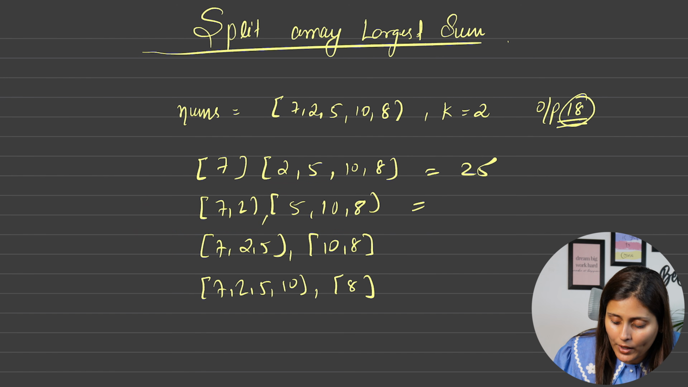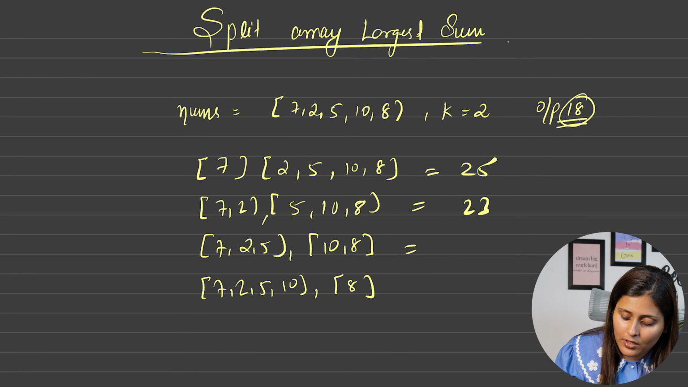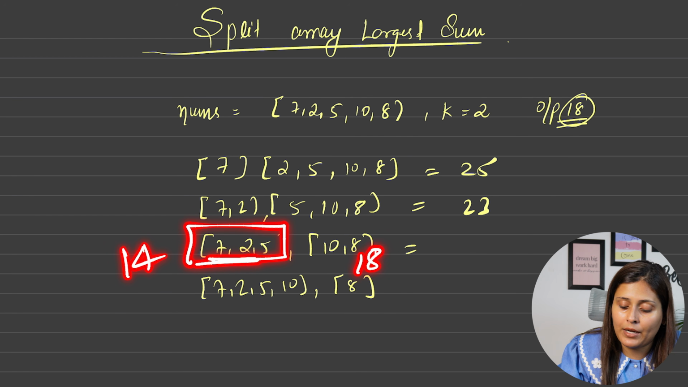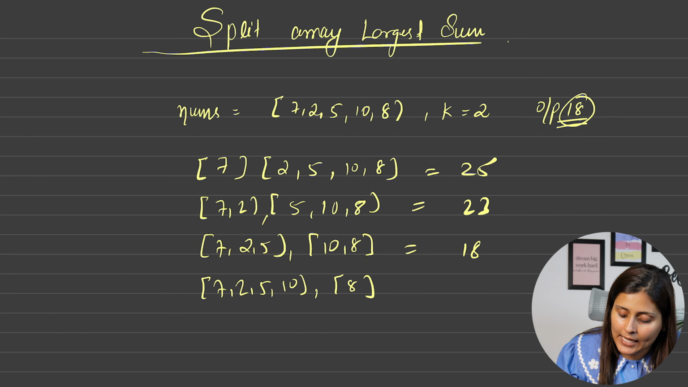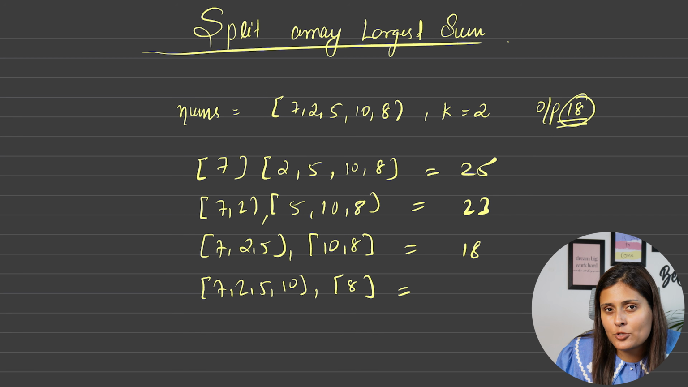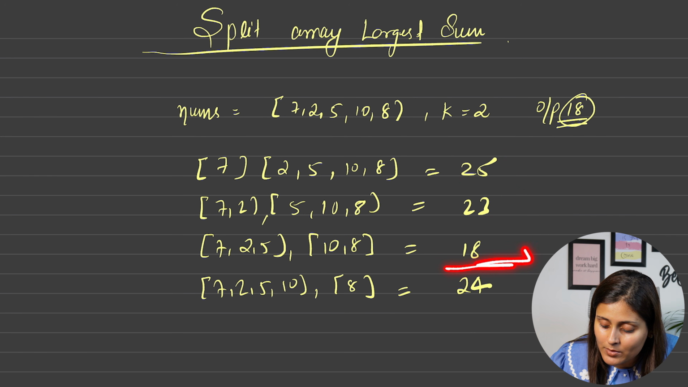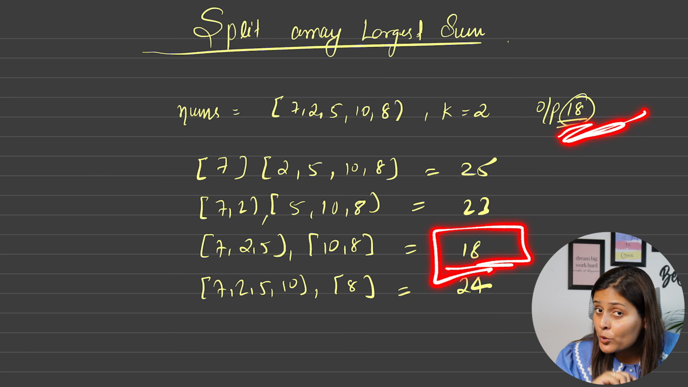Definitely 23. Okay. Now in this part, 7 plus 2 is 9, plus 5 is 14, and 18. So what is maximum? Definitely 18. Okay. And in this part, if one is 8, so the other is 32 minus 8, so definitely it will be 24. Okay. So 24 is the maximum. So out of all this, what is the minimum summation? If you see, 18 is my minimum summation, and that's what the expected output also is.